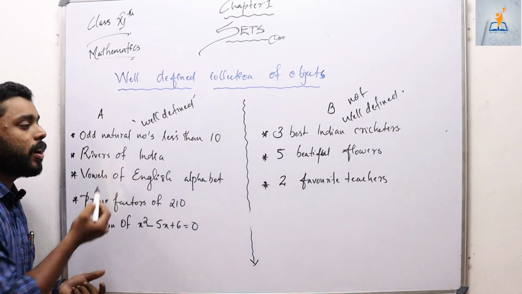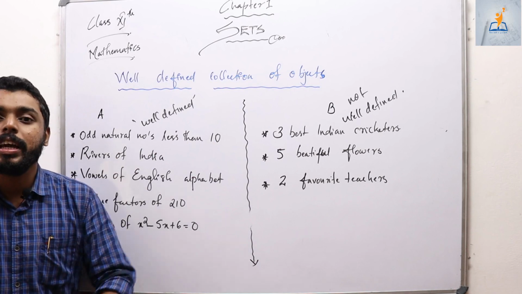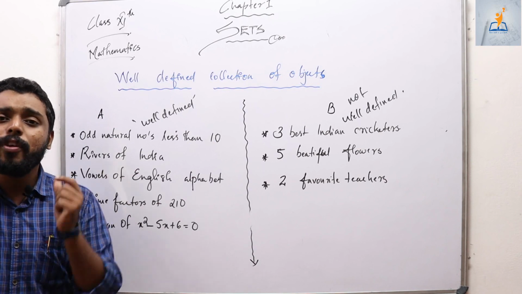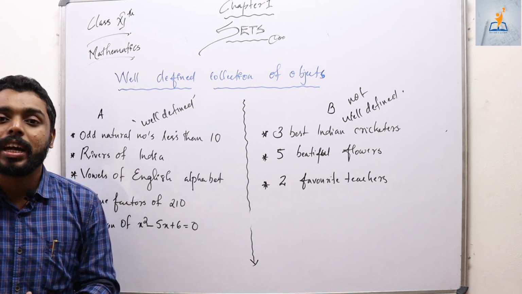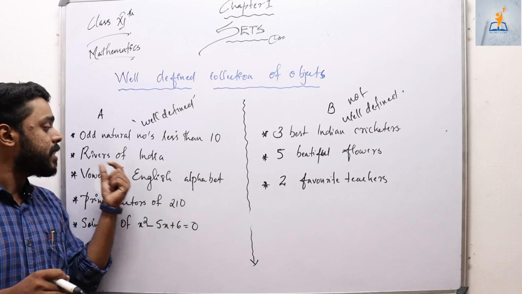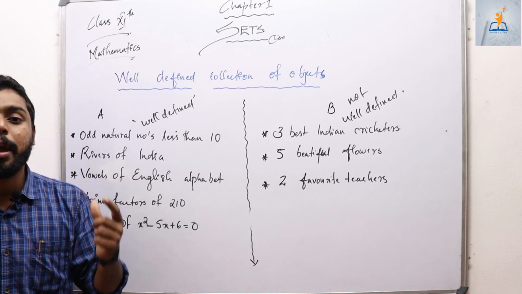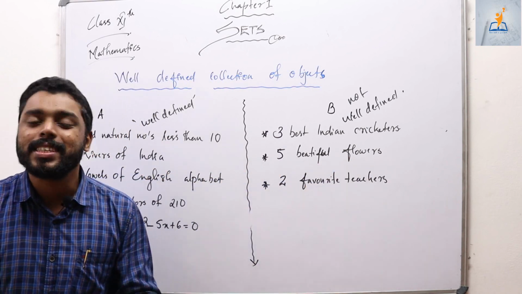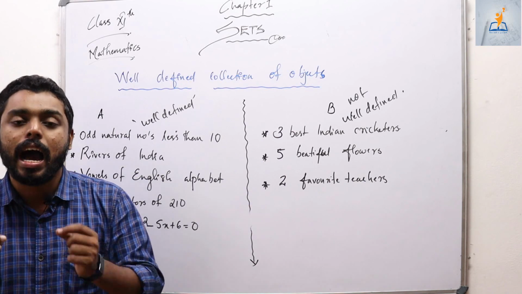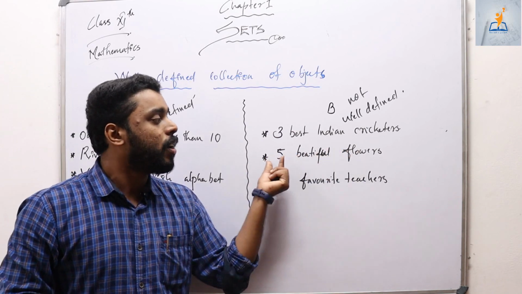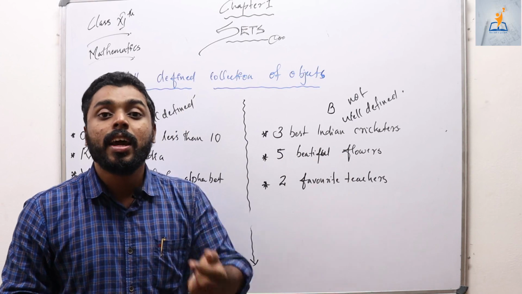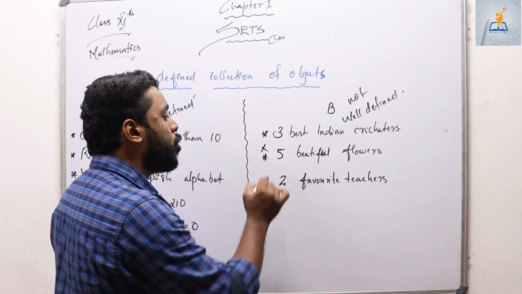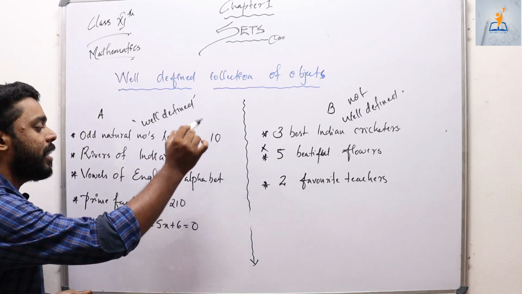Similarly, observe the rivers of India. Of course, you know the rivers of India, and the collection obtained as the answer of this statement will be the same for everyone, for every country, for every community. This will result in the same collection of objects. Whereas 5 beautiful flowers, of course, is a subjective statement, and the 5 flowers in this collection will be a varied collection from person to person. So this is also not a well-defined collection, whereas this is a well-defined collection.